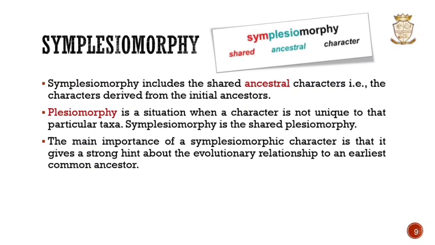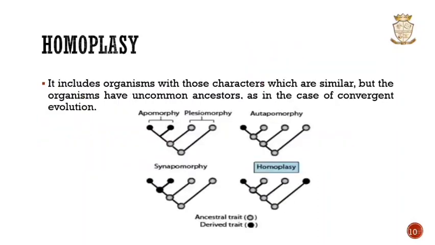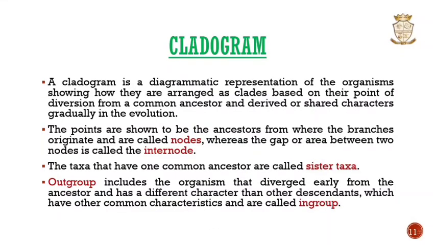Symplesiomorphy includes the shared ancestral characters, that is, the characters derived from the initial ancestors. Synapomorphy and symplesiomorphy are types of homology or divergent evolution. Homoplasy includes organisms with characters which are similar but the organisms have uncommon ancestors, as in the case of convergent evolution. Next topic is cladogram.